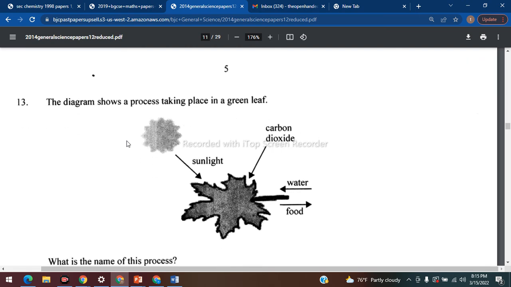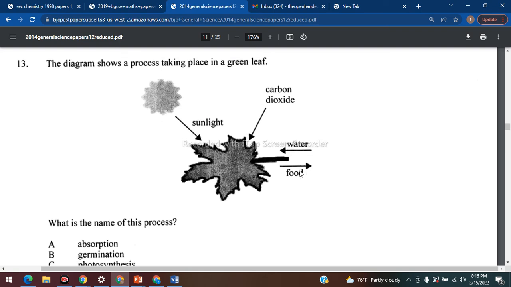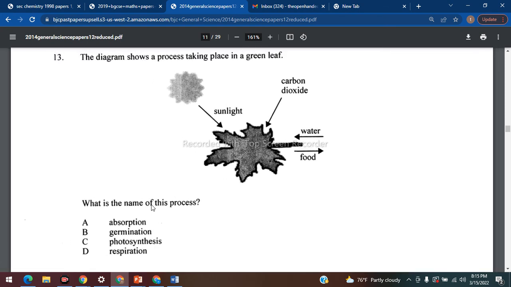The diagram shows a process taking place in the leaf. So we have sunlight, carbon dioxide, and water going in, and food is the result. What is the name of this process? Absorption? Photosynthesis. Exactly. This is a question everybody should get right. Remember photosynthesis, we need sunlight, carbon dioxide, and water. And then the result is going to be food. You have students who in the 11th grade missed class and they didn't get that.